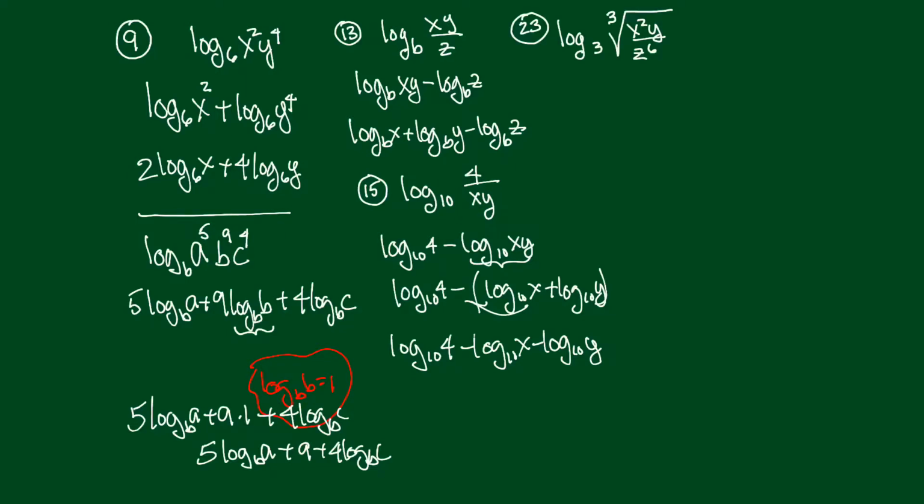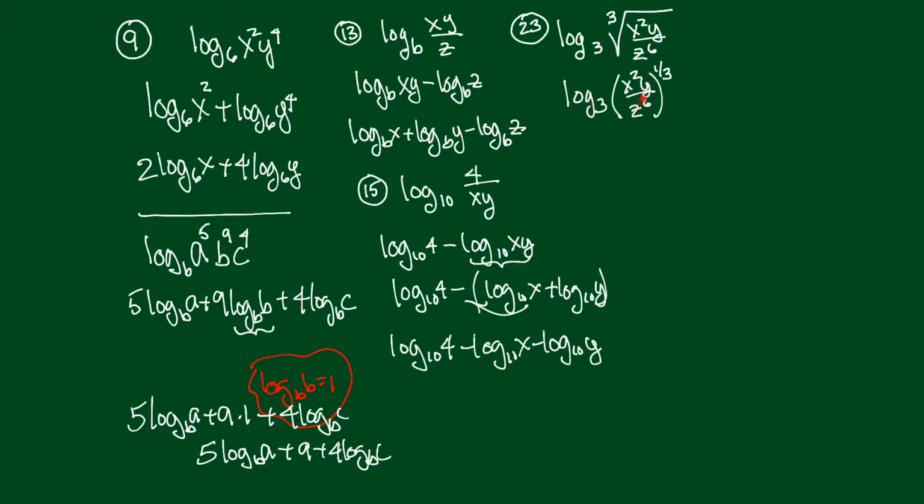This number 23 looks on the outside a little bit intimidating, but I think we can fix it up pretty quickly. First of all, when you look at those three properties of logs, you don't see anything with a radical in them. So let's get rid of the radical and write that in fractional exponent notation like this. This is the log base 3 of this quantity, x squared y, over z to the 6th, all to the 1/3.